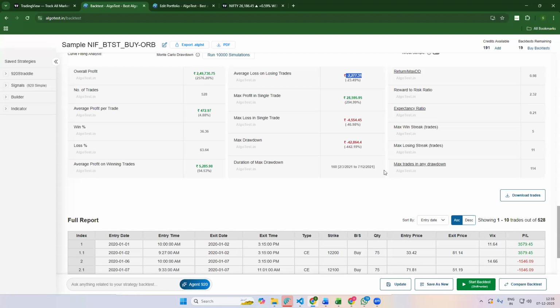Even though our accuracy is 21%, no, overall accuracy is not 21%. Accuracy is 36%. Your percentage win is 36% and the percentage of losing trades is 63%.